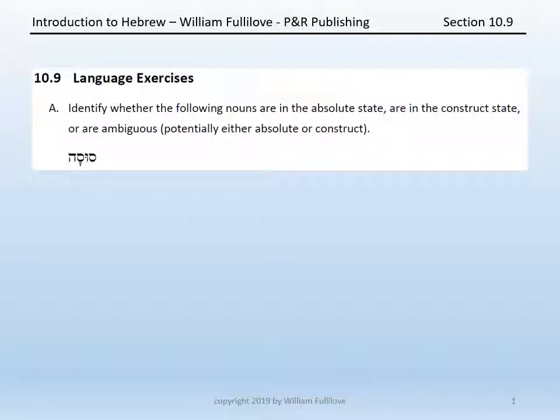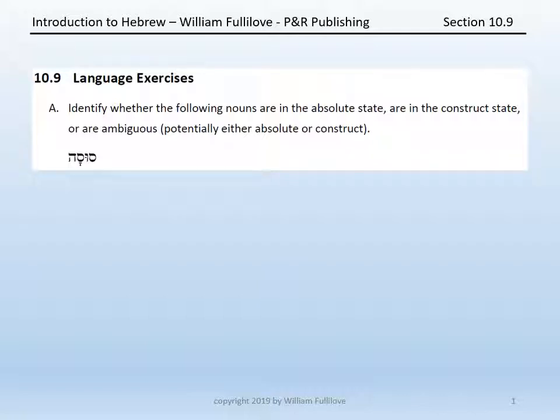Now sections 9 and 10 let you practice the skill of both the language, construct phrases and the like, and of exegesis, applying various techniques we've learned to understanding the Hebrew Bible more effectively. Section A gives you practice in determining whether a noun is in the absolute state, the construct state, or if it's an ambiguous form, a form that could be absolute or construct.